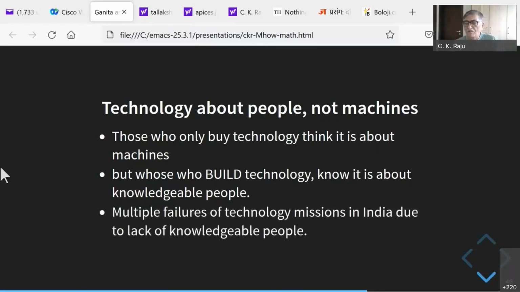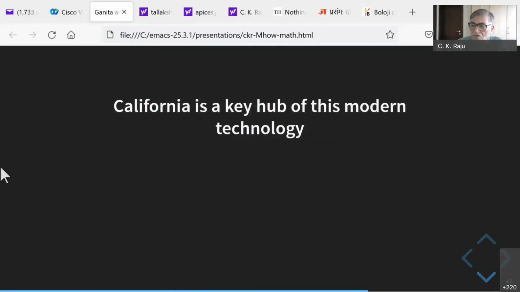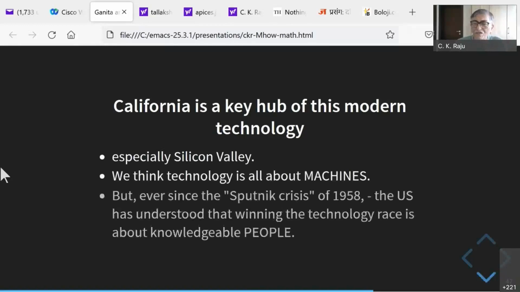So there have been multiple failures of technology missions in India, including the failure by CDOT and the failure of the DRDO to build a supercomputer. I won't go into those details. I want to come to the present time. California is the hub of modern technology, the hub of high tech, and especially Silicon Valley. Now, what has this arithmetic got to do with it? I'm explaining. So we think technology is about machines, but they understand that it is about people.